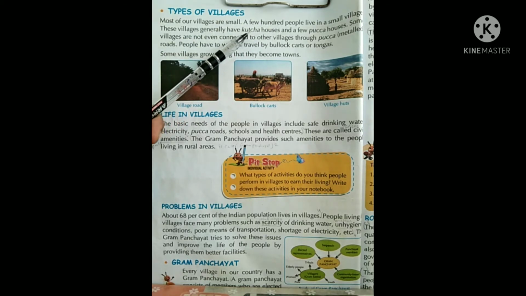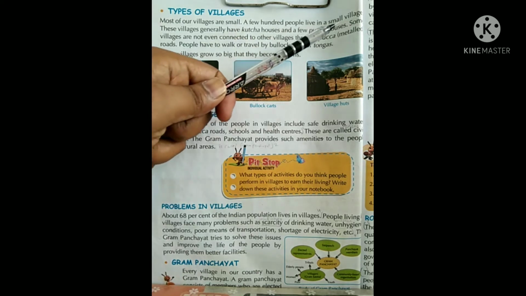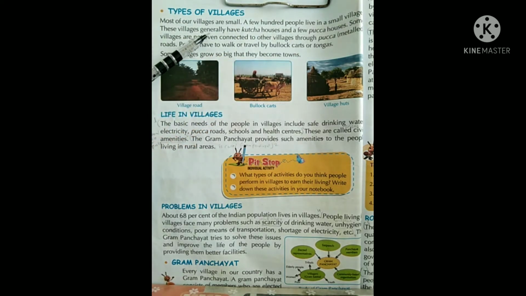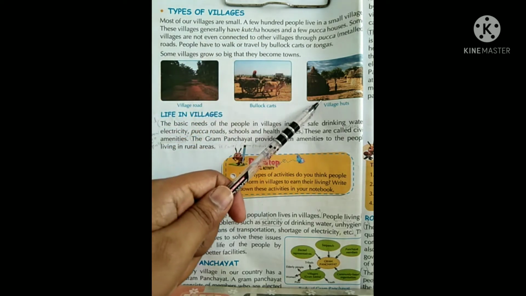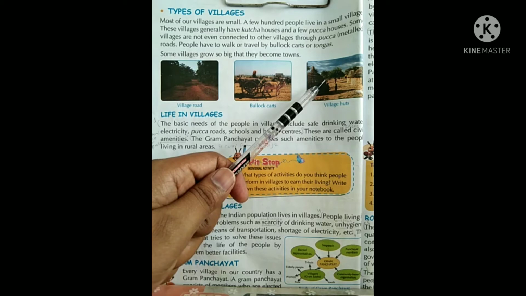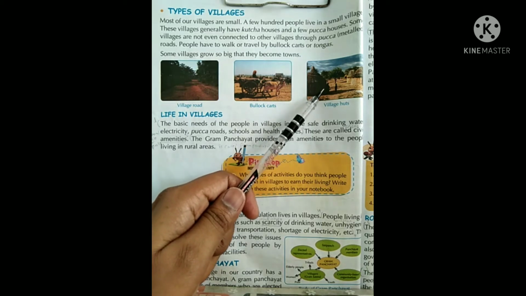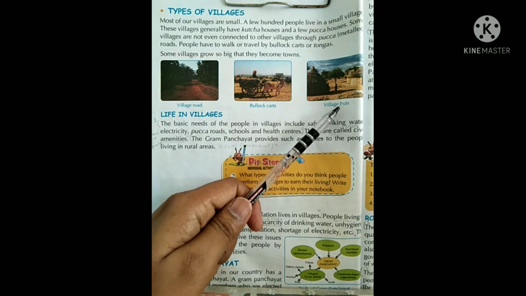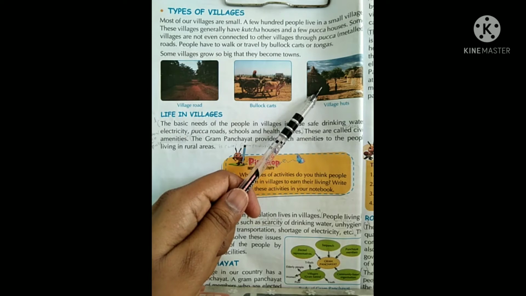That is what a small village. A small village, we can say, has 500 to 1000 people living in it. So these villages generally have kacha houses. Kacha houses, for example, you can see in the picture given in this textbook.